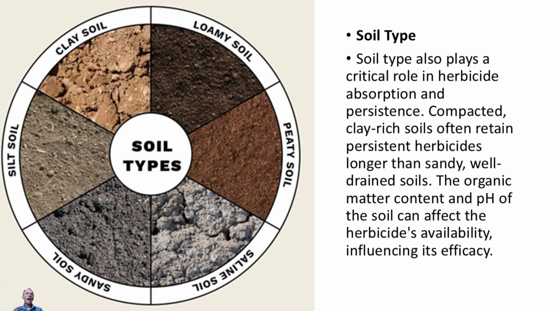Soil types are another factor we need to be aware of. When we look at soil type, it also plays a critical role in herbicide absorption and persistence. Compacted, clay-rich soils often retain persistent herbicides longer than sandy, well-drained soils. The organic matter and pH of the soil can affect the herbicide's availability, influencing its efficacy. As you look at our wheel of soil types here, you can see there's a lot of different types like clay soils, loamy soils, peaty soils, saline soils, sandy soils, and even silt soils.